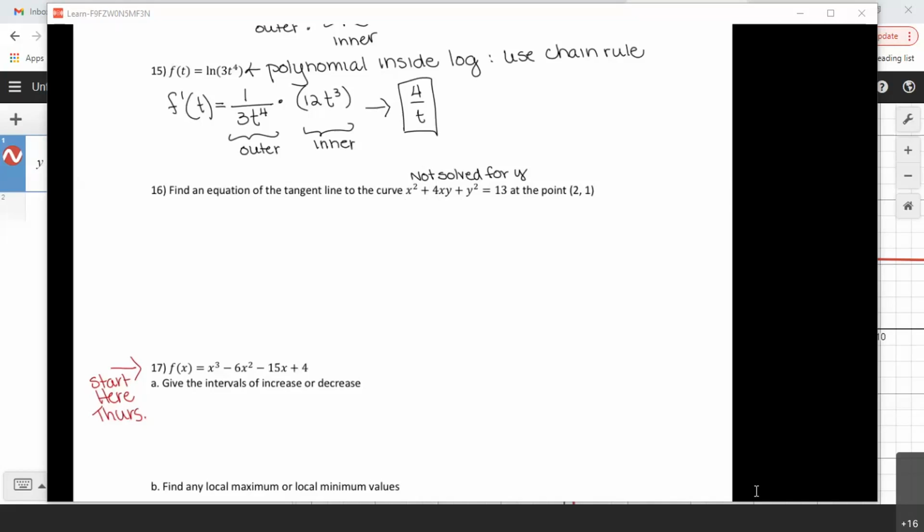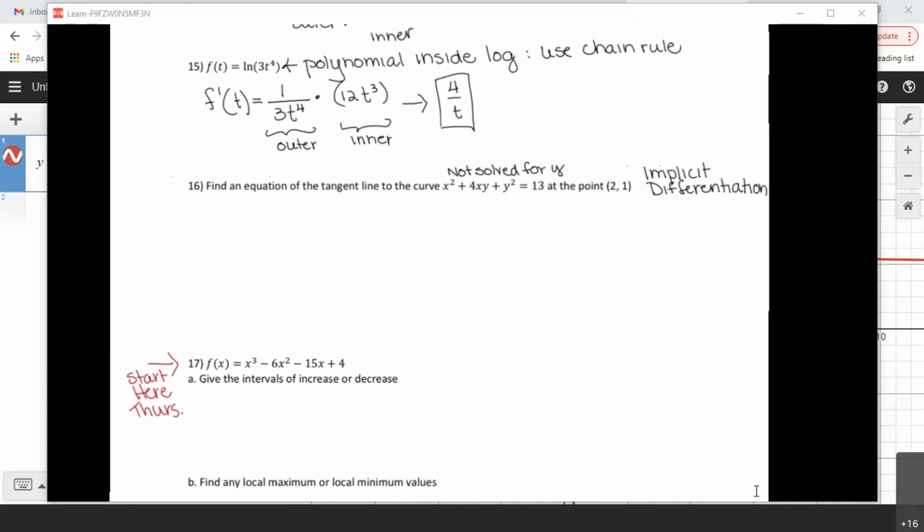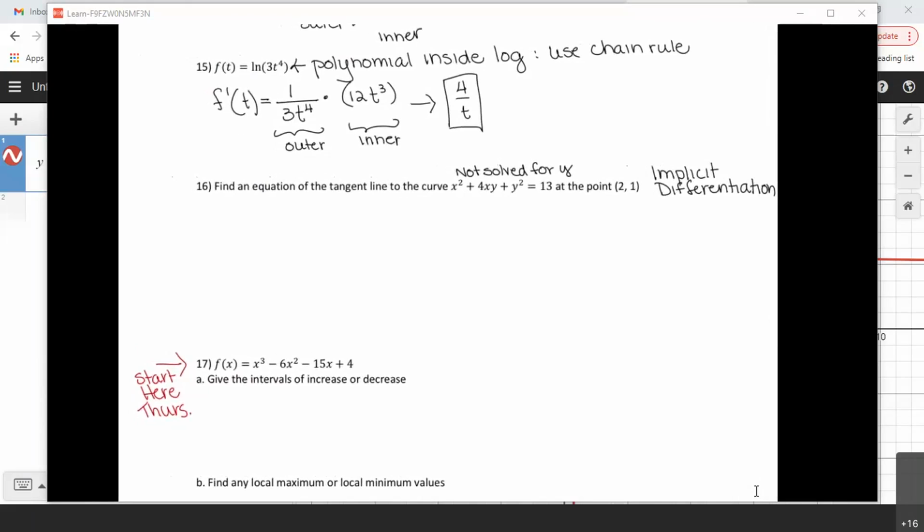Treat y as a function of x and use the chain rule. Everybody remember, treat y as a function of x and use the chain rule. It's called implicit differentiation. Okay, so every place I see a y, I'm going to treat y as a function of x, and I'm going to have a dy dx.